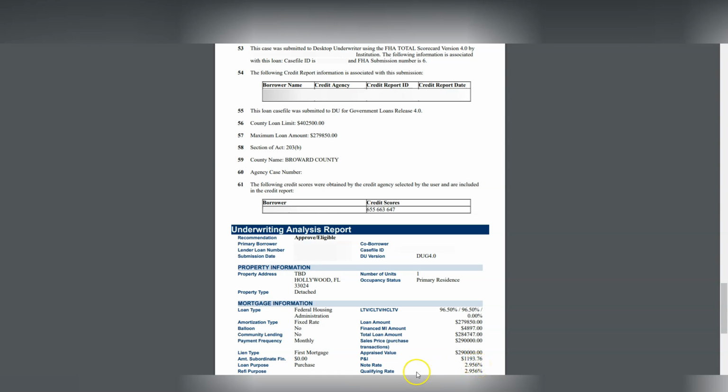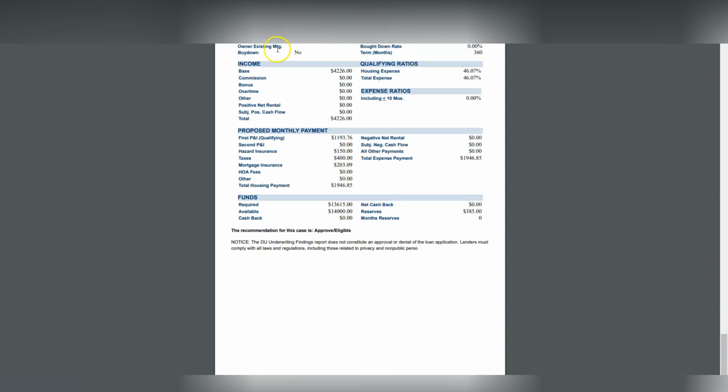and the note rate that we're using to qualify the borrower is 2.956%, and the qualifying rate is the same, 2.956%. Owner existing mortgage, nothing. Buy down, no. Bought down rate, 0%, because the borrower is not buying down the interest rate. The term of the loan in months is 360 months, which is the same as a 30-year fixed mortgage.